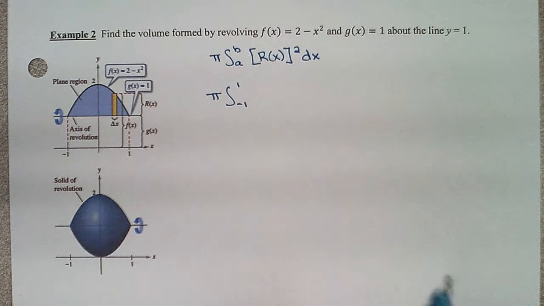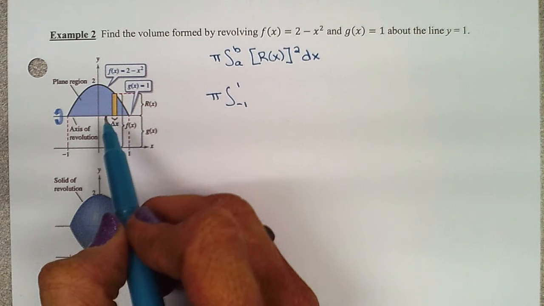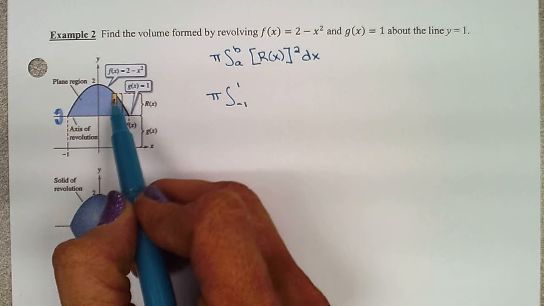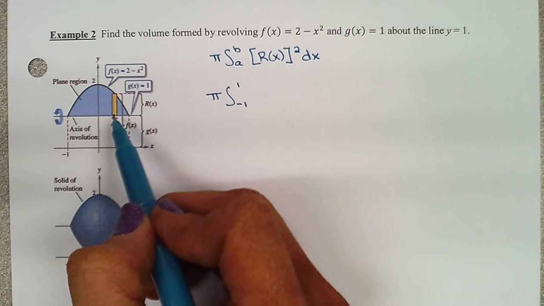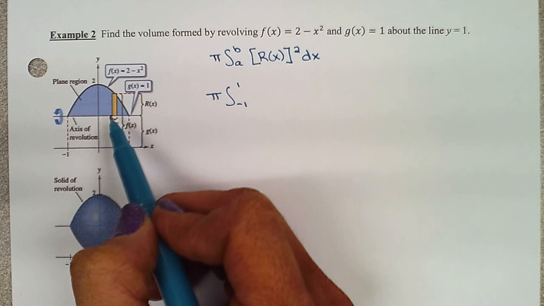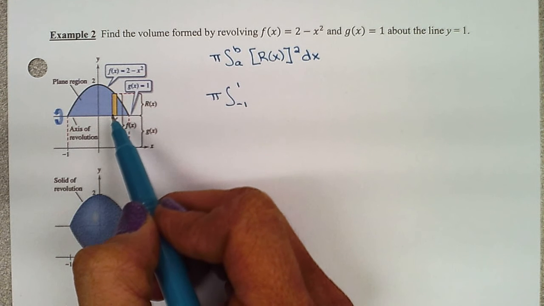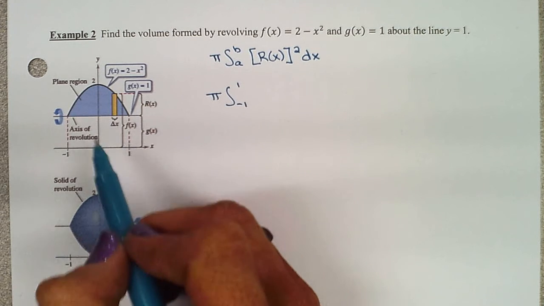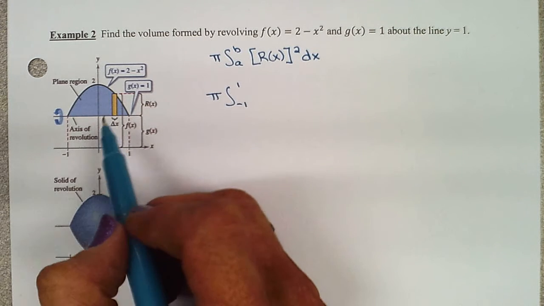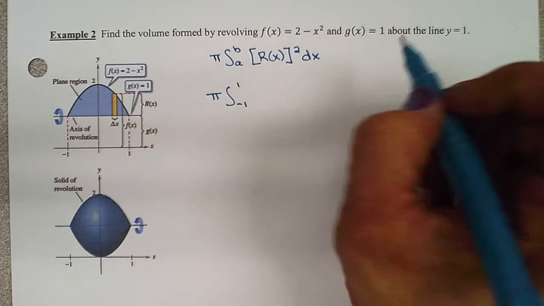And now our radius. We want to know basically the height of this rectangle here. And it's going to be like what we did in the first section when we were finding the area between two curves. We always had to take the upper curve minus the lower curve in order to figure out what that distance between them was going to be.